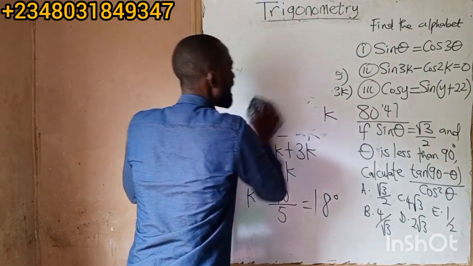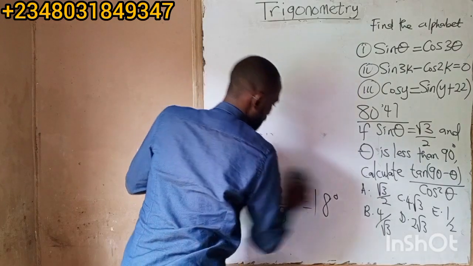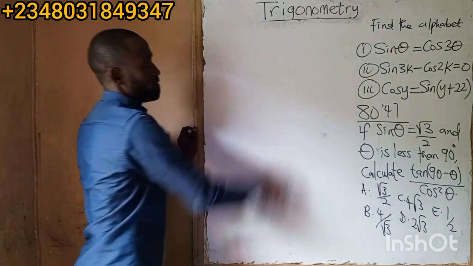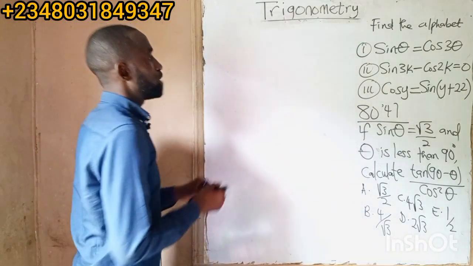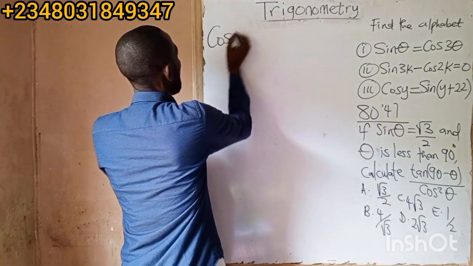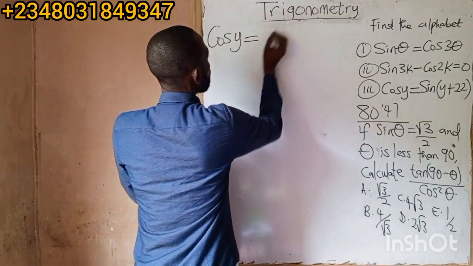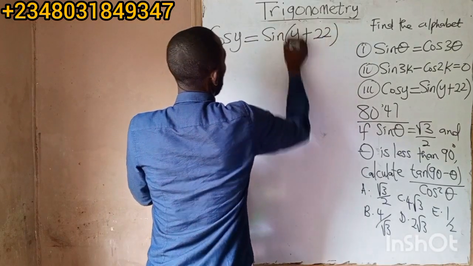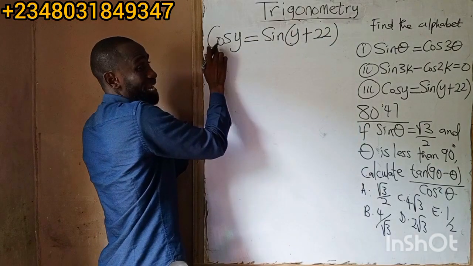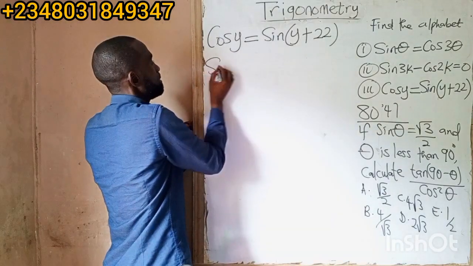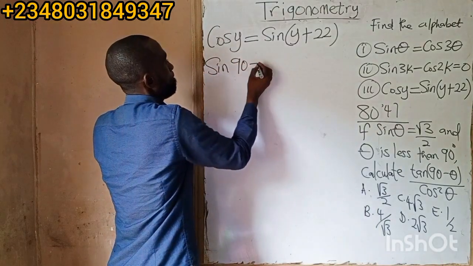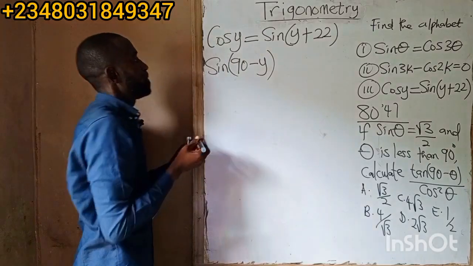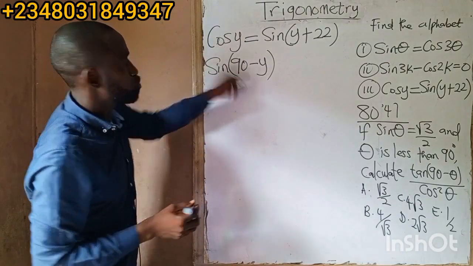You see questions like this every year. You see them in past questions. So the third one: half cos y equals sine of y plus 22. I think by now you should be able to know what I'm doing. I'll change it to sine. So cos y will give us sine of 90 minus y.